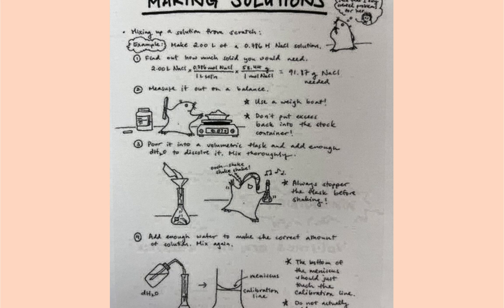And then we're going to pour it into that volumetric flask and just add enough water to get it to dissolve thoroughly, and then mix and swirl. You always want to put a stopper on it, because if it spills out, you have to start all over again. And then we want to add enough water to just come up to that etched line that I talked about. That's a calibrated line.